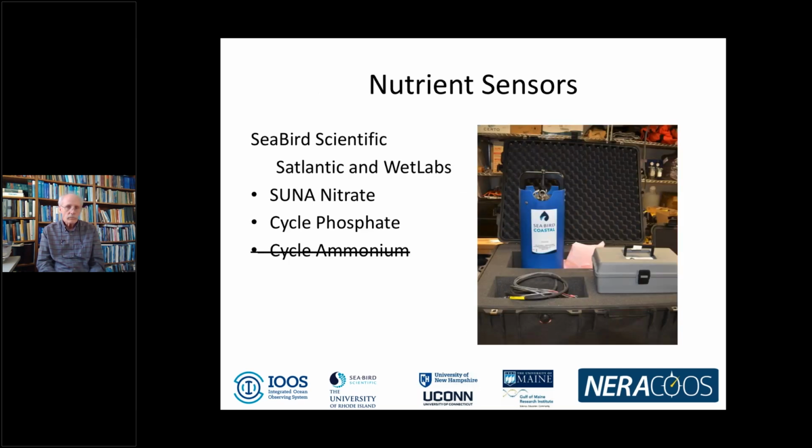So a little bit more about our project. The nutrient sensors selected for this project were the Seabird Suna, a nitrate sensor, and the Cycle phosphate sensor. And we did start out with the Cycle ammonium sensor as part of the project, but Seabird Scientific at a certain point in the project determined they couldn't continue to support that for the project, so the focus is really on the Cycle phosphate and the Suna nitrate sensor. Now you're going to learn a lot more about these sensors in our third webinar.